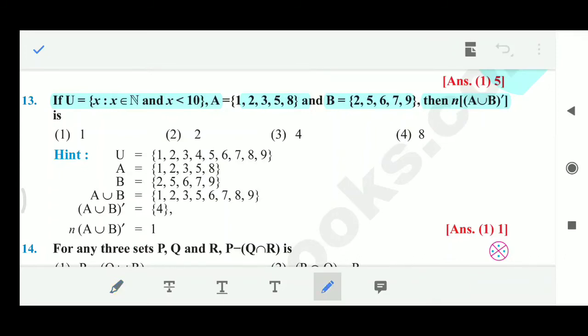Here the set U contains 1, 2, 3, 4, 5, 6, 7, 8, 9 and set A is given as 1, 2, 3, 5, 8, B is equal to 2, 5, 6, 7, 9. Then A union B is 1, 2, 3, 5, 6, 7, 8, 9. For n of (A union B) dash, (A union B) dash is only 4. So the n of (A union B) dash is 1.